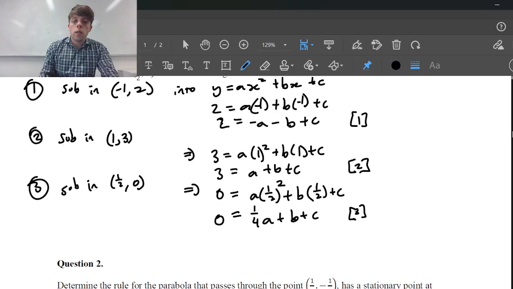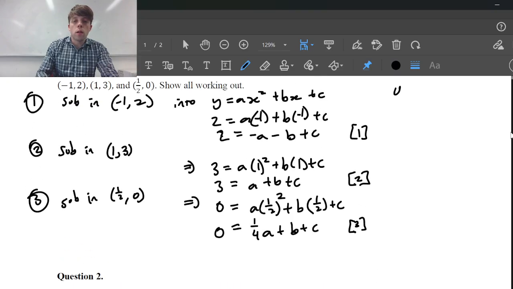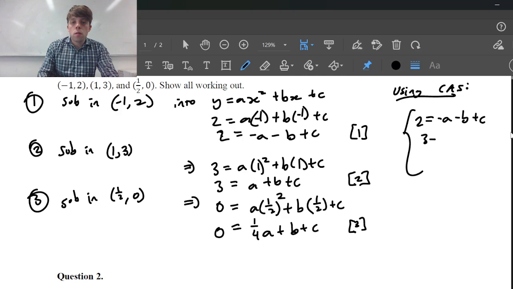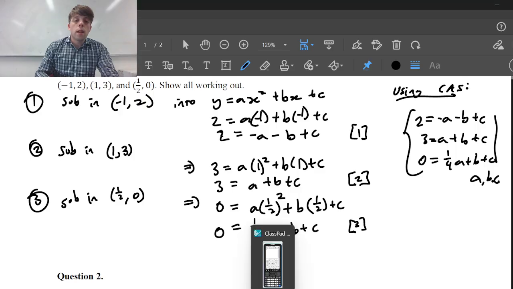And what we would then do is we would take these three equations, so we'd go onto our CAS calculator. We're going to solve the system of equations that we've developed here. So we'll just list out the equations one more time. We have 2 equals -a minus b plus c. The second one was 3 equals a plus b plus c. And then the third one was 0 is equal to 1 over 4 a plus b plus c. And we want to solve this for a, b, and c. So let's go ahead and do that.